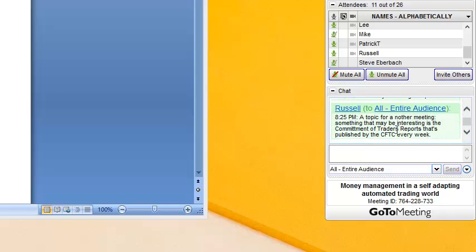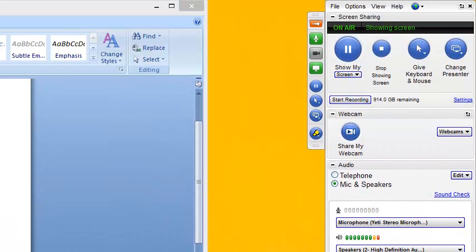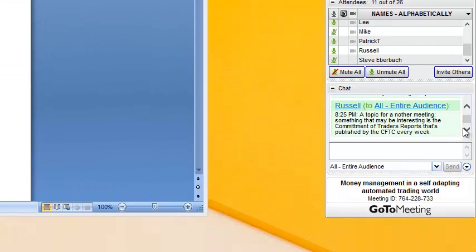A topic for another meeting, something that may be interesting, is the Commitment of Traders reports that are published by the CFTC every week. For Forex, I'm using a real-time version. For example, at FXCM and other brokers, you can see in real time how many traders are long and how many are short. This is another kind of input that I will feed into the machine learning stuff I talked about earlier.